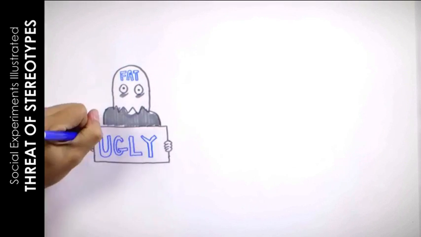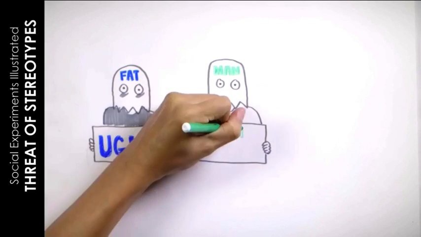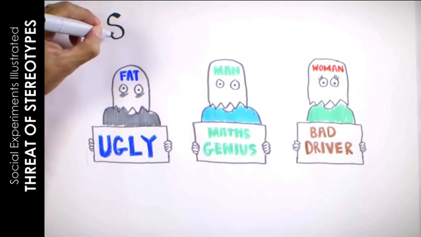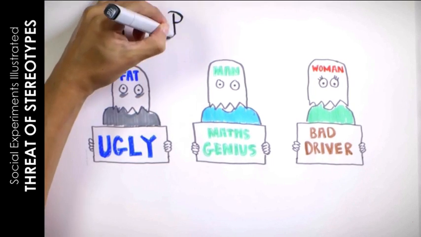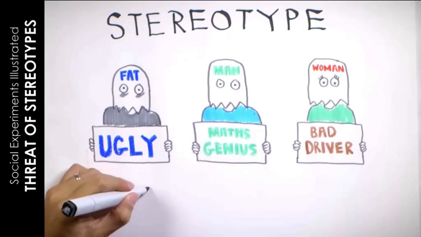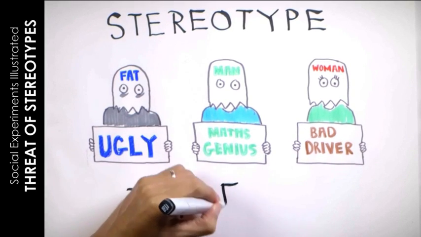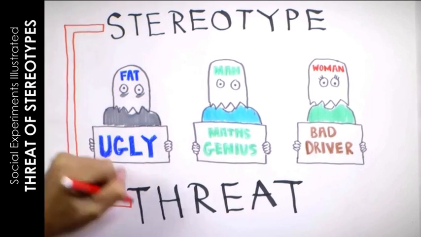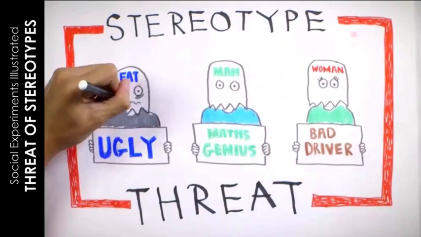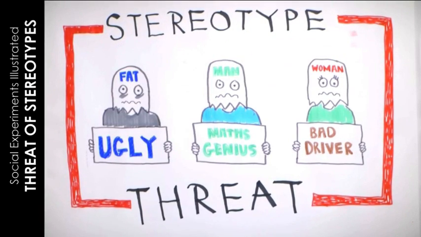Overweight people are unattractive. Men are better at math. Women are bad drivers. These are familiar stereotypes. But what if you get stereotyped over and over again? Do you start to internalize the negative characteristics associated with the stereotypes and actually allow them to become self-fulfilling prophecies? This is what psychologists call stereotype threat.